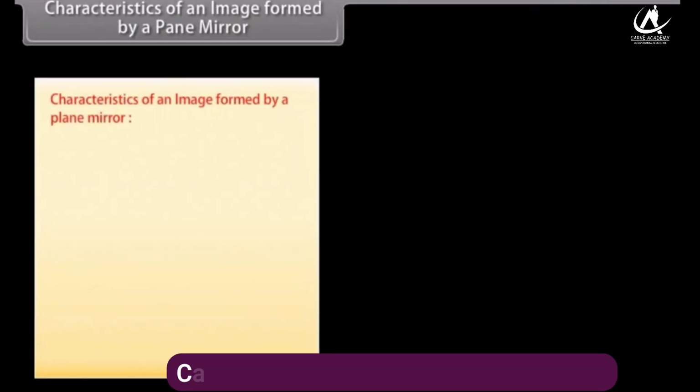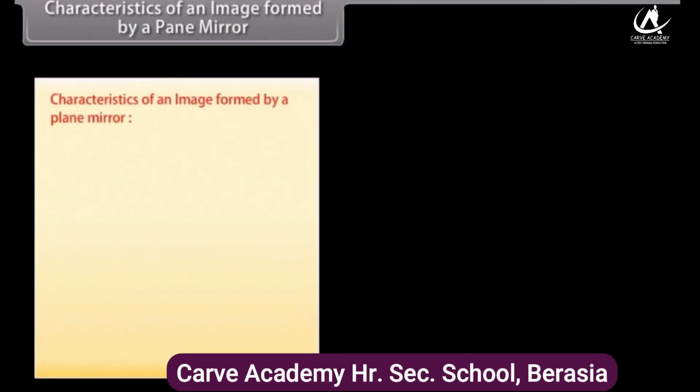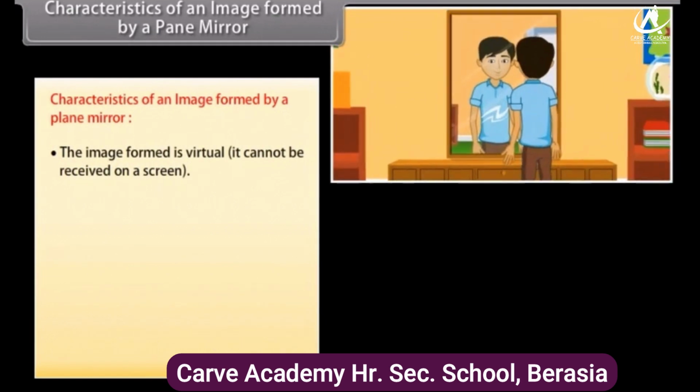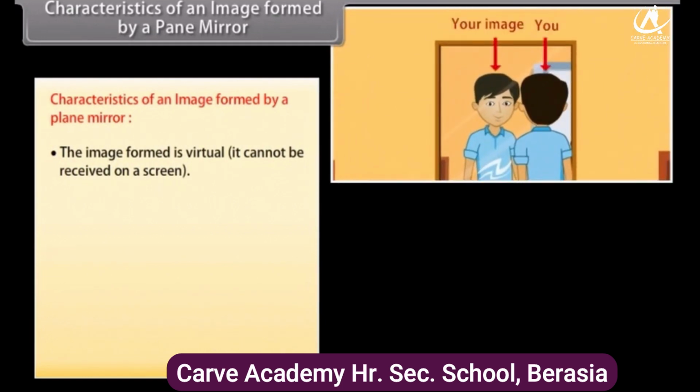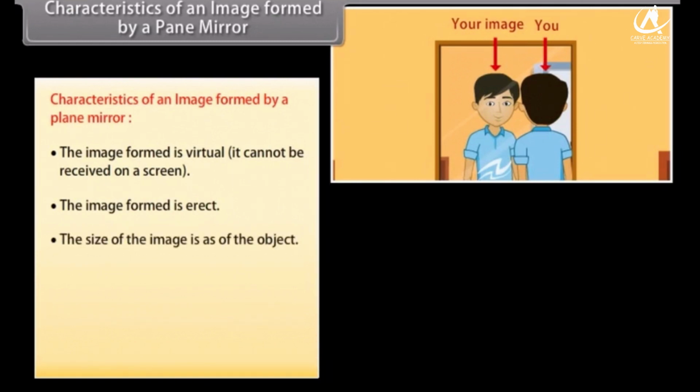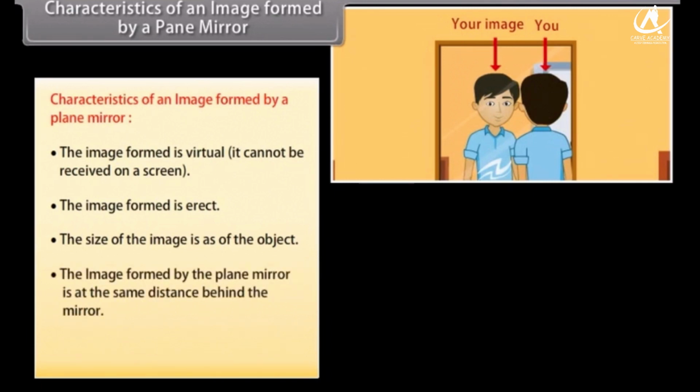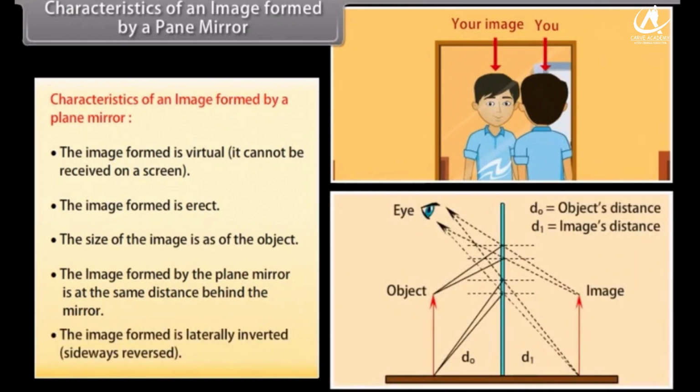Characteristics of an image formed by a plane mirror. The image formed is virtual. It cannot be received on a screen. The image formed is erect. The size of the image is the same as that of the object. The image formed by the plane mirror is at the same distance behind the mirror. The image formed is laterally inverted, sideways reversed.